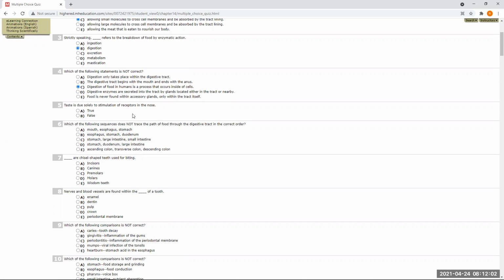Taste is due solely to stimulation of receptors in the nose. Amy, what do you think? I think that's true. When you're tasting something, is it only in the nose, or is there something else? Taste buds. Taste buds, right. And where do you find your taste buds? In the tongue. So therefore, is this statement true or false? False. Very good, well done.